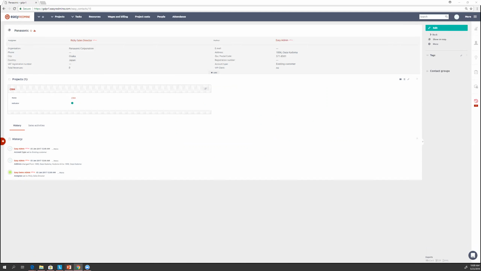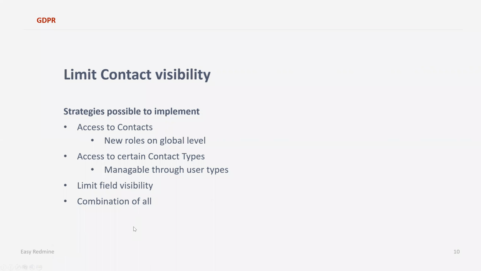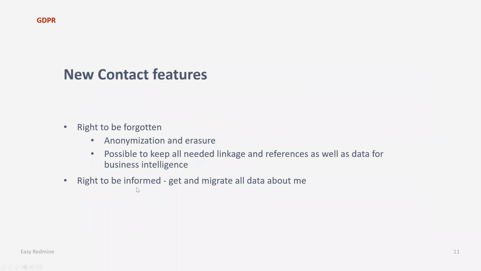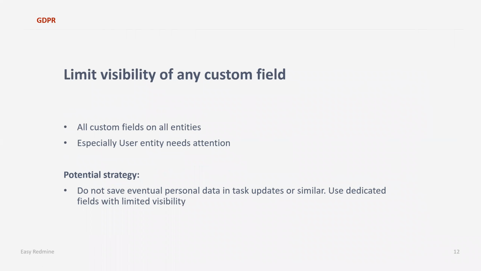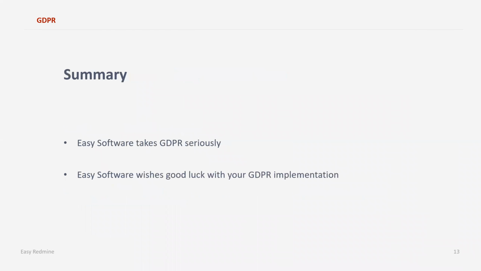Right. What more do we have on the agenda today? I think we are getting closer to the end. We went through the right to be forgotten. So you can delete the contact, old school, or you can anonymize the contact, possible to keep all the linkage. Yes, we discussed that. Right to be informed, we just addressed that. I mentioned this limited visibility on any custom field of any entity. I say one more, users are important here. It's also personal data. And that's basically it, right?